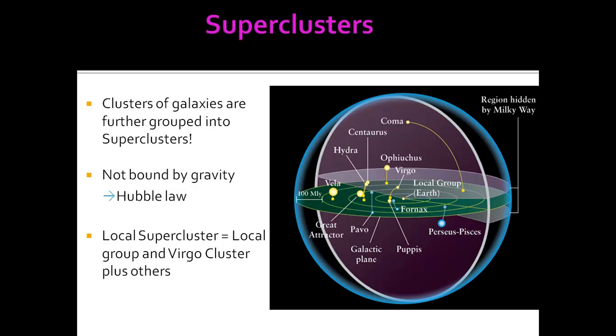So what does that mean? Well, within our own local group, our galaxy and the Andromeda Galaxy are actually gravitationally bound to one another. That means that the Andromeda Galaxy is actually moving towards us, because it's gravitationally bound to us. But galaxies in a supercluster are not necessarily bound by gravity, and we'll talk about the Hubble law in just a little bit. So our local supercluster consists of our local group and the Virgo cluster and a few other galaxy groups, like this image is showing.